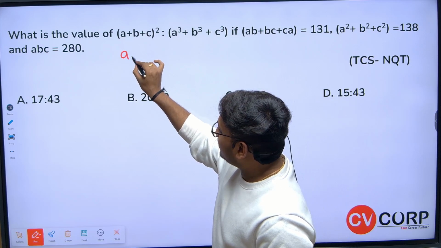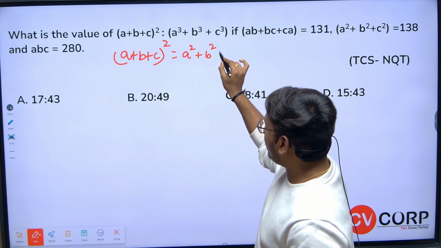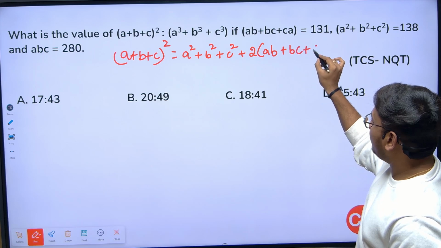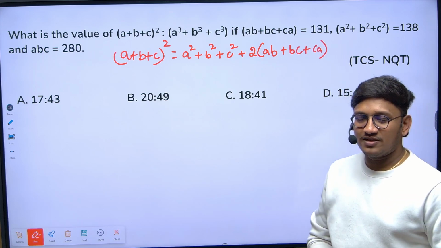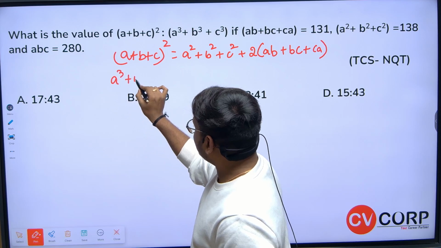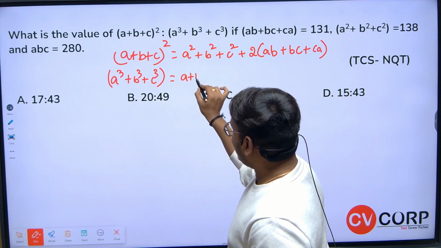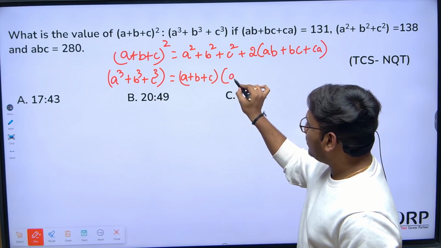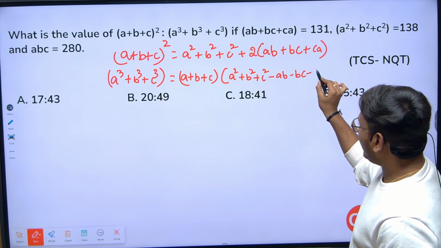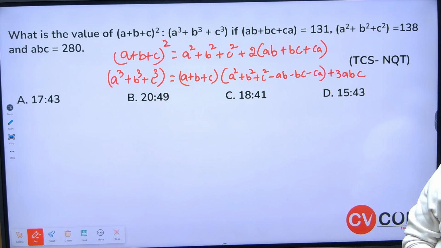The formula for (a + b + c)² is a² + b² + c² + 2(ab + bc + ca). This is the formula for (a + b + c)². And I will help you out even writing the formula for a³ + b³ + c³. The formula for this is (a + b + c)(a² + b² + c² - ab - bc - ca) + 3abc. I have written clearly the formulas for these two.